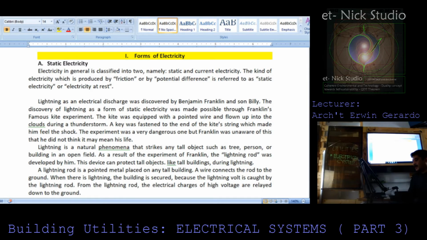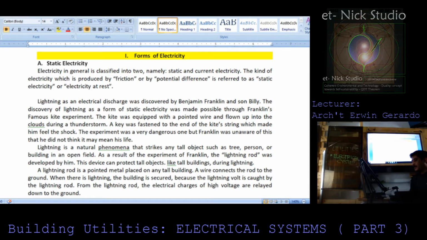Lightning as an electrical discharge was discovered by Benjamin Franklin and his son Billy. The discovery of lightning as a form of static electricity was made possible through Franklin's famous kite experiment. The kite was equipped with a pointed wire and flown up into the clouds during a thunderstorm. A key was fastened to the end of the kite string, which made him feel the shock.